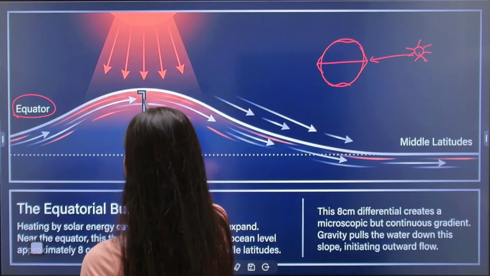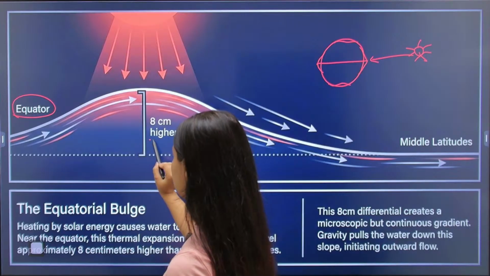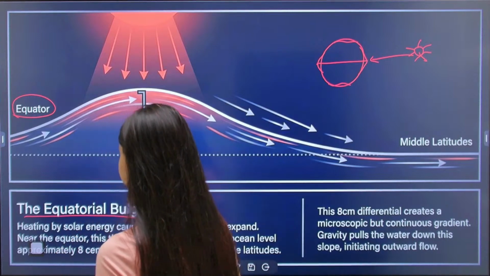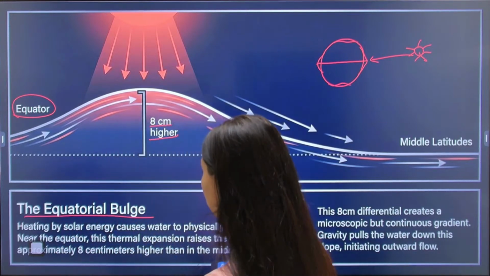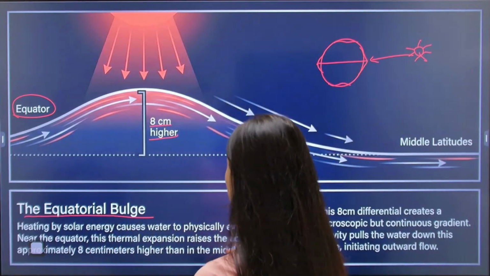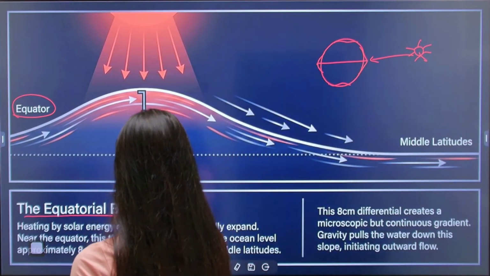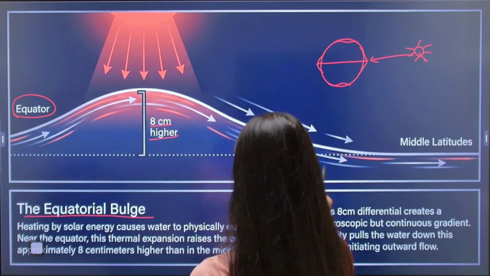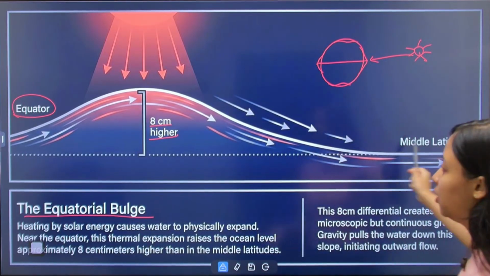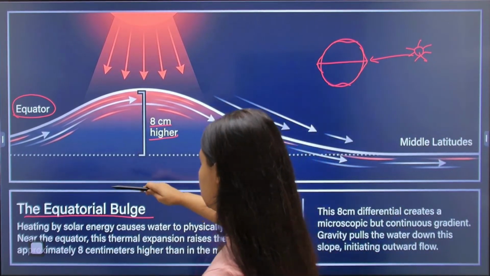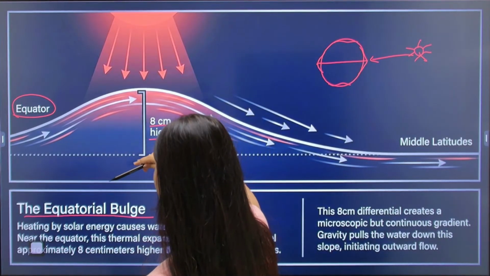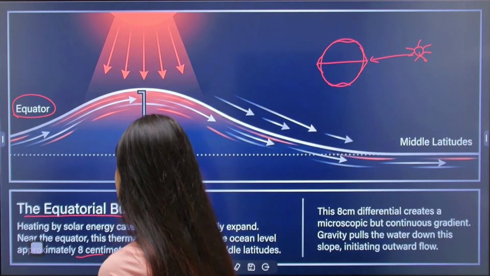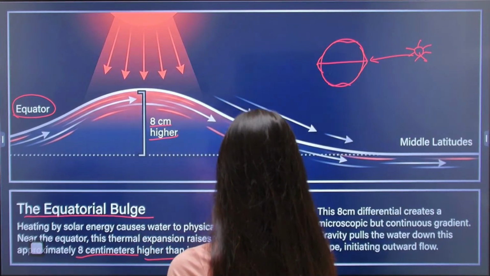Can you see? Because of this expansion, water level is higher here. It is 8 centimeters higher in this region. That is known as the equatorial bulge. There is a bulging due to physical expansion of water. Heating by solar energy causes water to physically expand. Near the equator, this thermal expansion raises the ocean level. This dotted line represents the surface level of the ocean in the middle latitudes, and the water physically rises above this level, approximately 8 centimeters higher than in the middle latitudes.